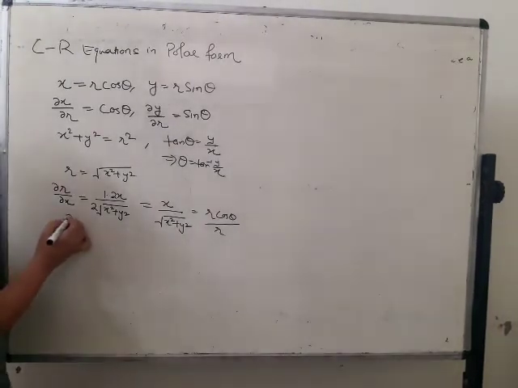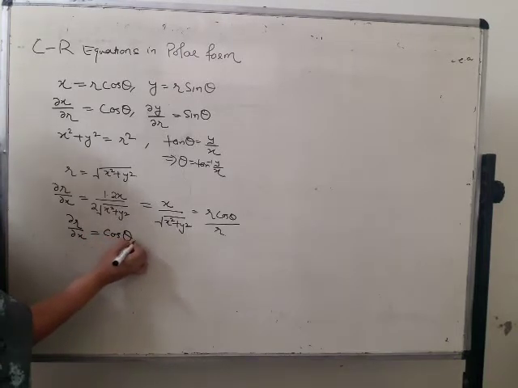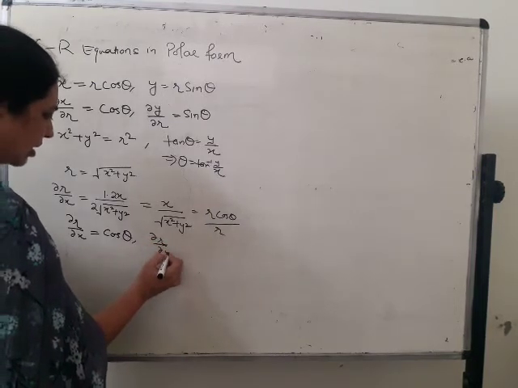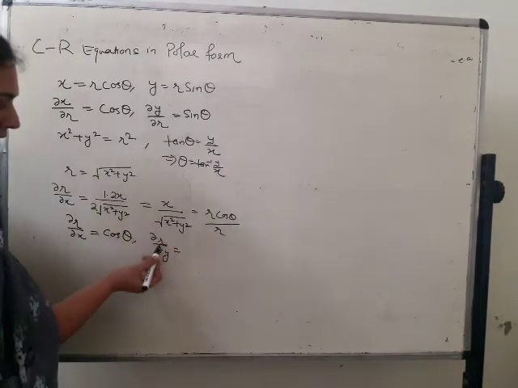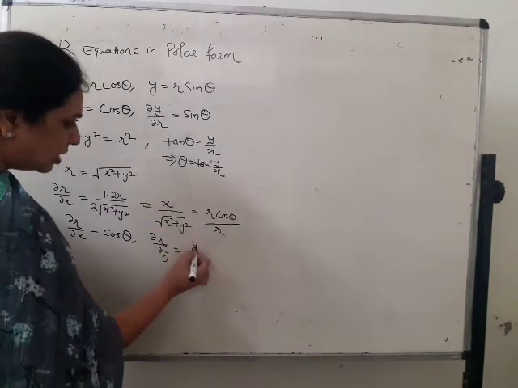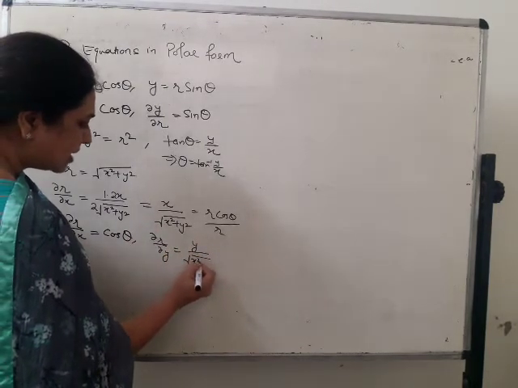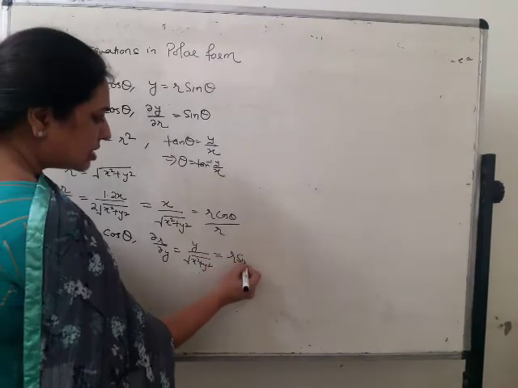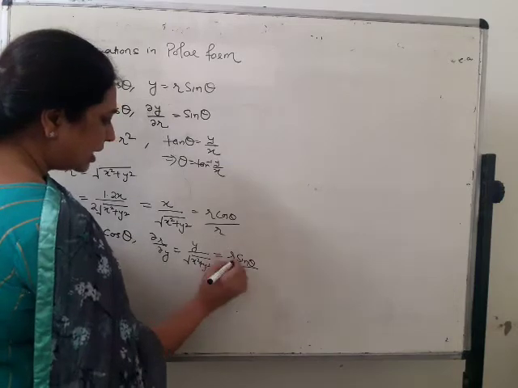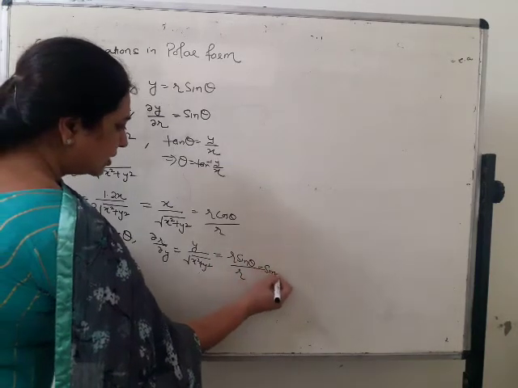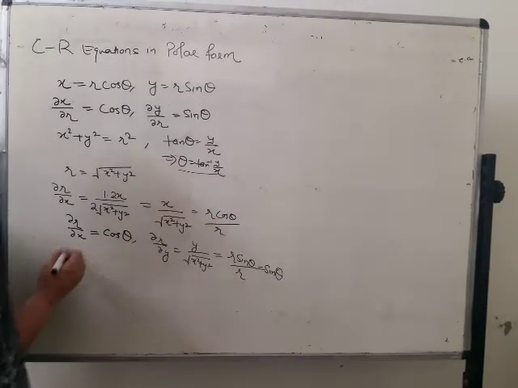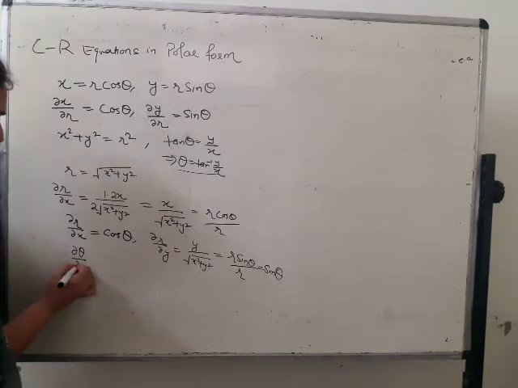So we get curly r by curly x is equal to cos theta. Then curly r by curly y. Similarly, when we take the derivative of r with respect to y, we get y divided by root x square plus y square, and y is equal to r sin theta divided by r. So we get sin theta.